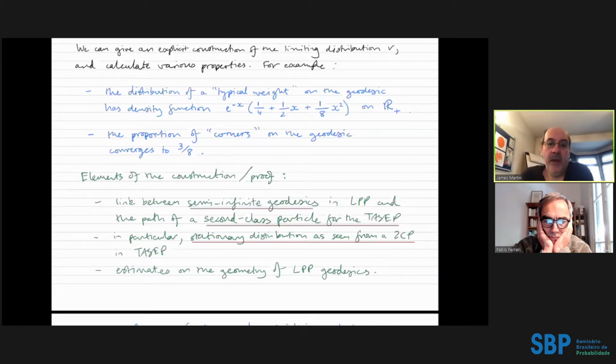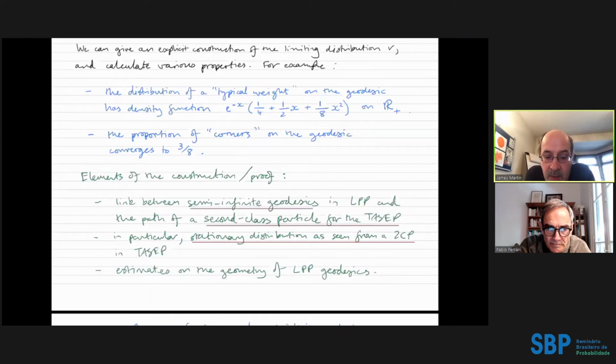So here are the kind of things that are going to go into the construction and into the proof. The key thing is going to be a link between geodesics in last passage percolation, so in particular semi-infinite geodesics, which I'm going to talk about in a minute, and the path of a second-class particle in the TASEP. So I'll define the TASEP, and I'll tell you what second-class particles are for people who haven't seen those things as well. And in particular, we're going to be able to relate this distribution nu of the environment around a point in the geodesic with the stationary distribution of a TASEP as seen from a second-class particle. So those are 2 of the elements.